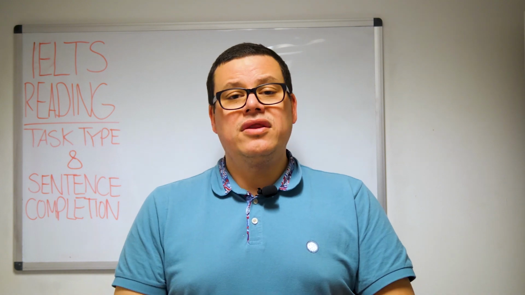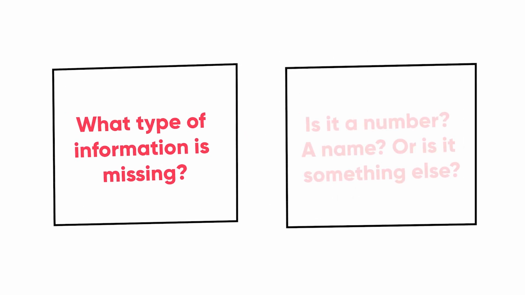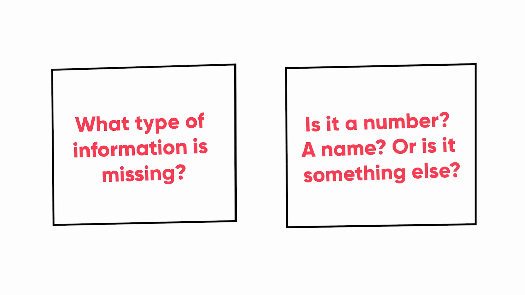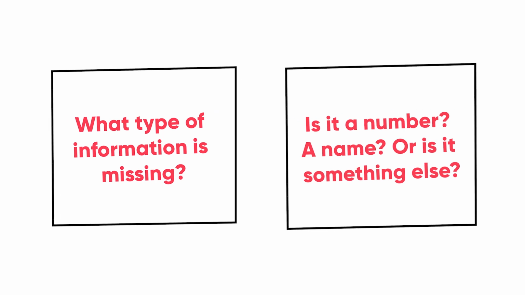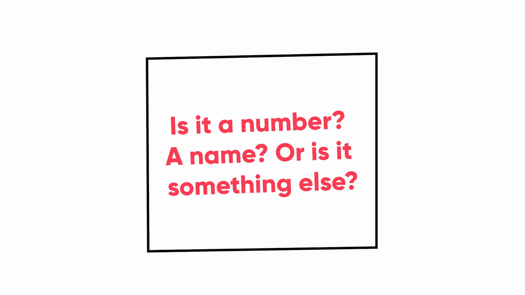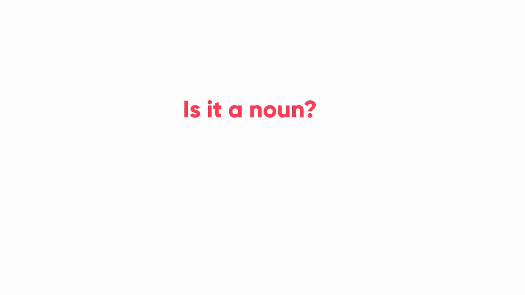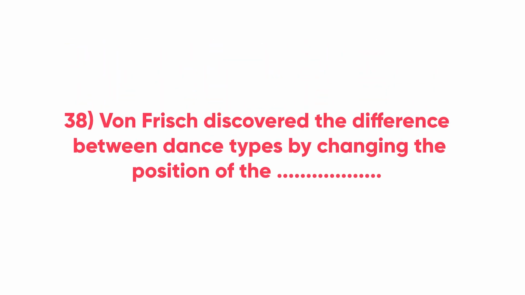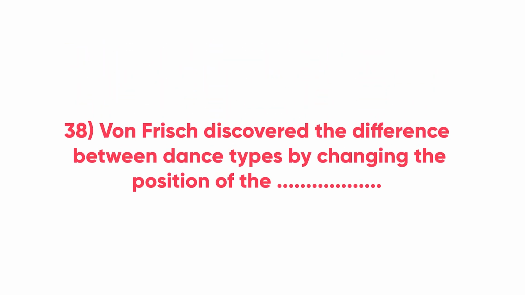Now, you can start looking at the gaps and thinking about what type of information is missing. Is it a number? Or is it a name? Or is it something else? You should be able to determine the type of word needed to fill each gap, such as whether it's a noun, an adjective, or a verb. Let's look at the previous example again. We should be able to predict that the missing word will be a noun due to the being used before the gap. However, predicting the actual answer may not always be possible.